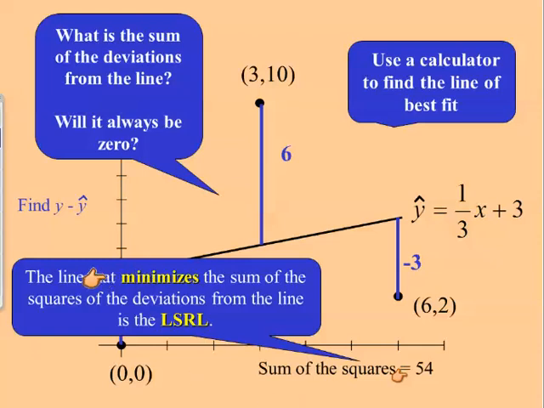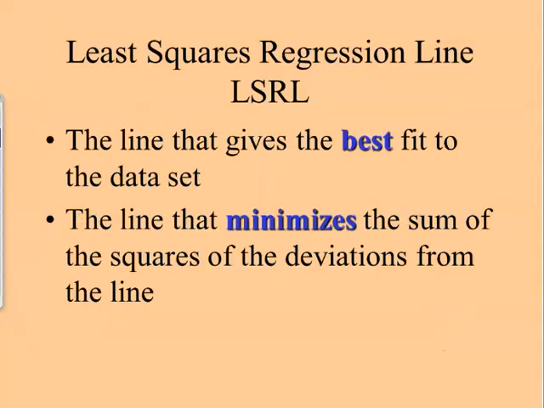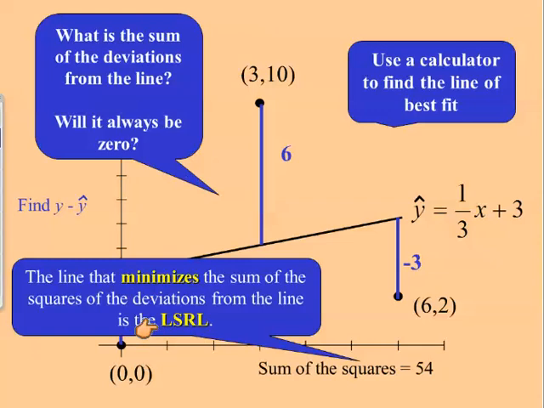So remember, we're trying to find the line that minimizes the sum of the squares of the deviations from the line. This becomes my least squares regression line. This becomes my sum of squares. That's my line that I would be looking for.